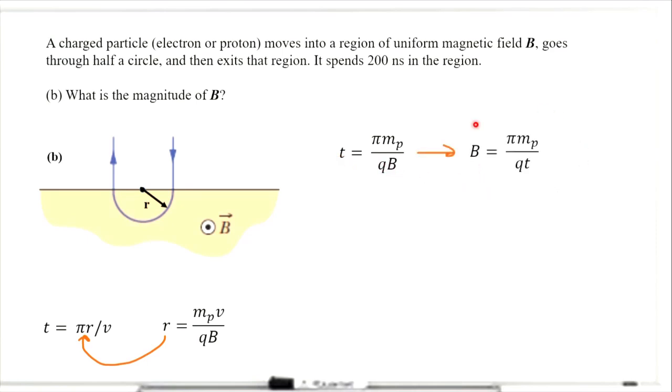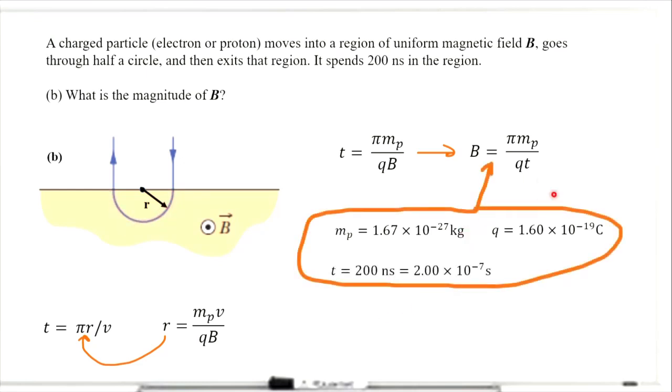B is given by this equation. Now we know the mass of the proton, the charge of the proton, and the time which it spends in this region. Plugging all this into this equation, we get the final answer. B equals 0.164 Tesla. Part B is solved.